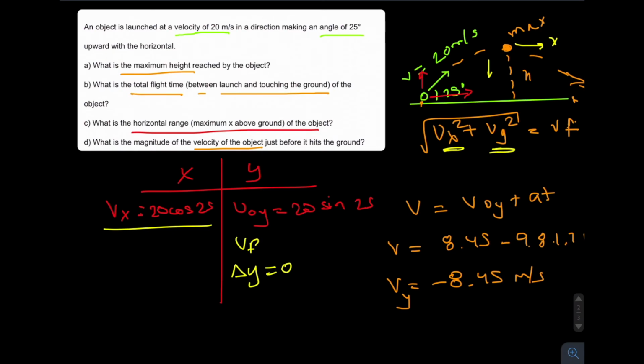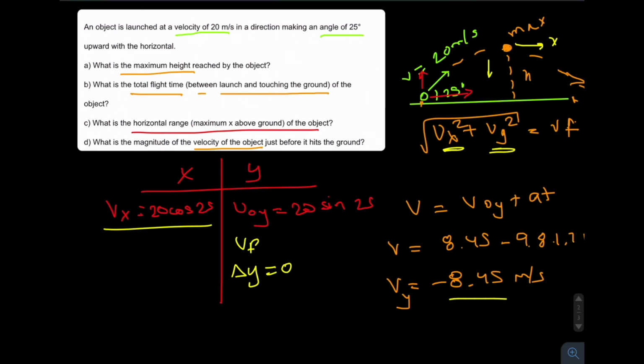And why do we need to be clear? Because V final, this is going down. This isn't going up, right? If someone asked you for V final and you just said 8.45 meters per second, well, that would be wrong. Velocity final is not just positive. It has to be negative because it is going down.